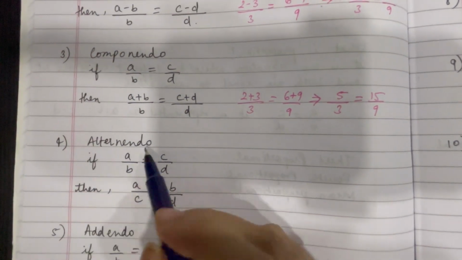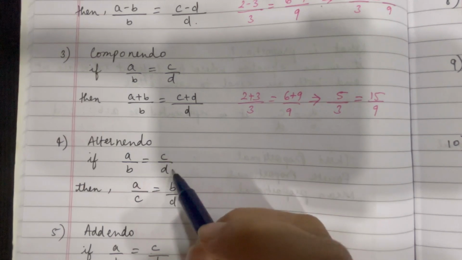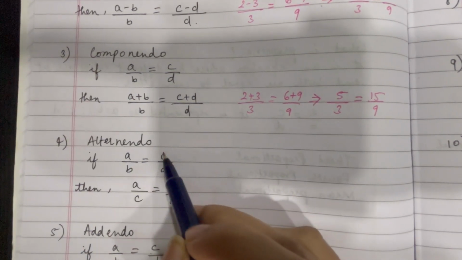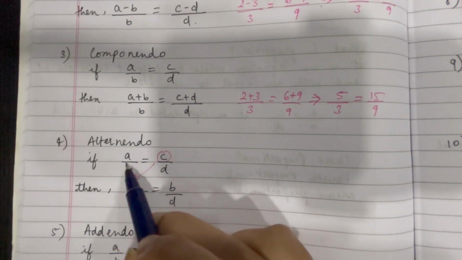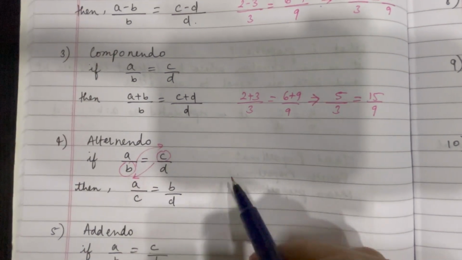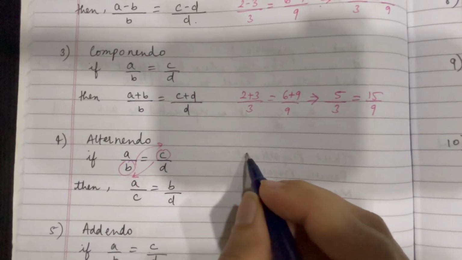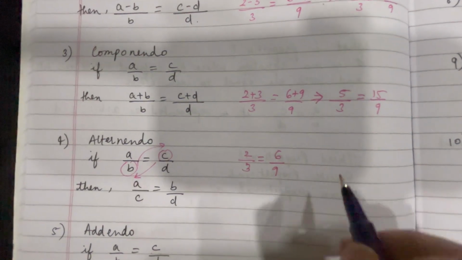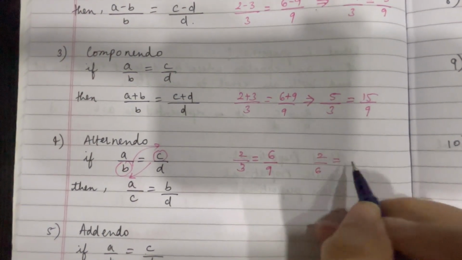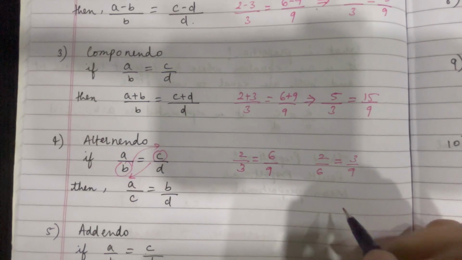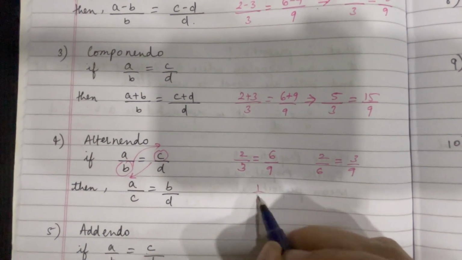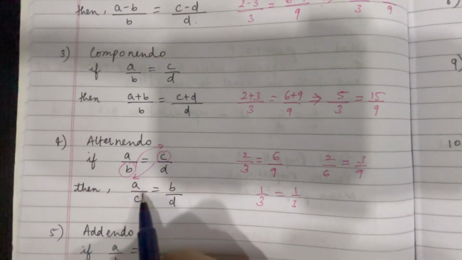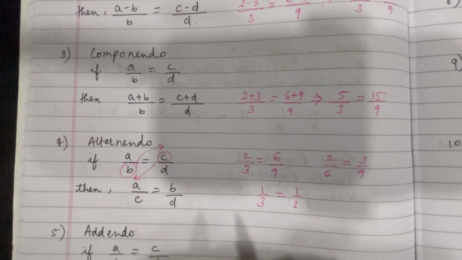Now alternando. If A by B equals C by D, then A by C equals B by D. Now here this C is going this side and this B is going that side. Now let's see, if A is 2, B is 3, C is 6 and D is 9, can we say 2 by 6 is also equal to 3 by 9? So what will 2 by 6 be? 1 by 3. What will 3 by 9 be? 1 by 3. Hence, A by C equals B by D. I hope this much is clear.